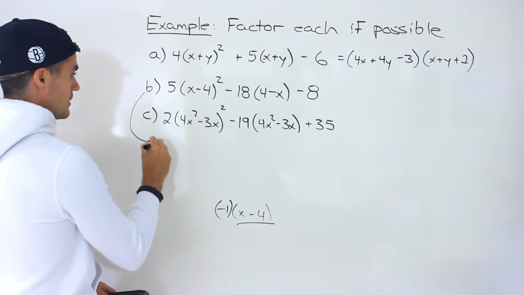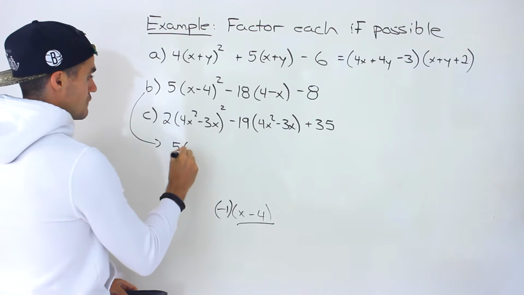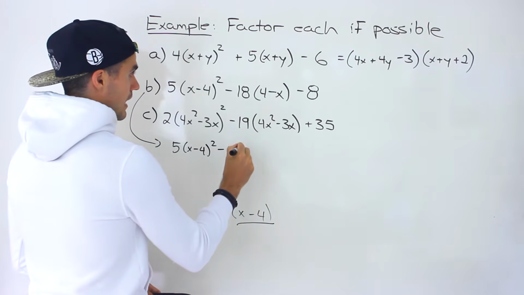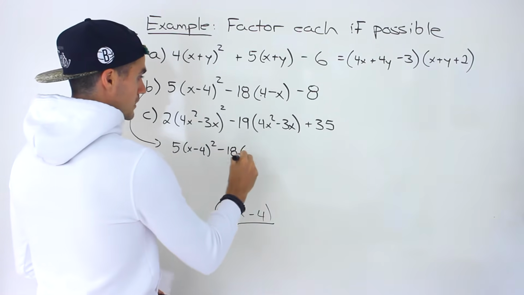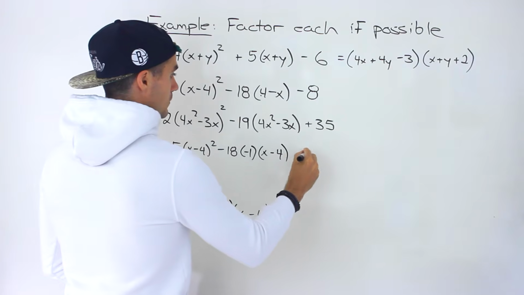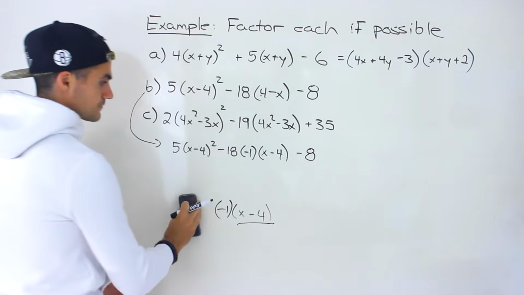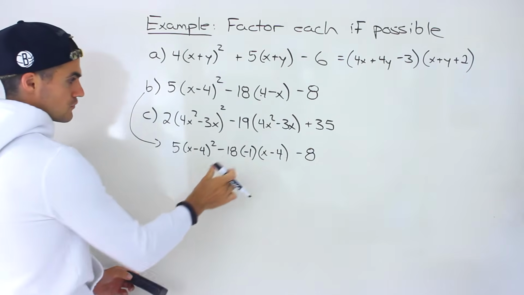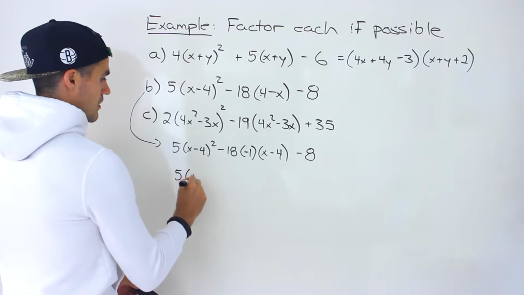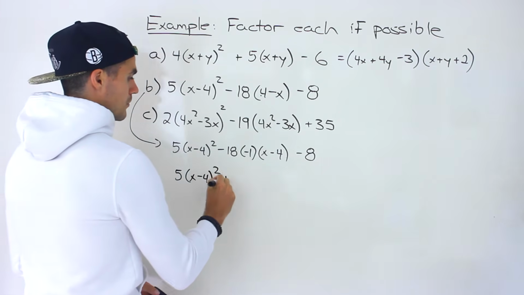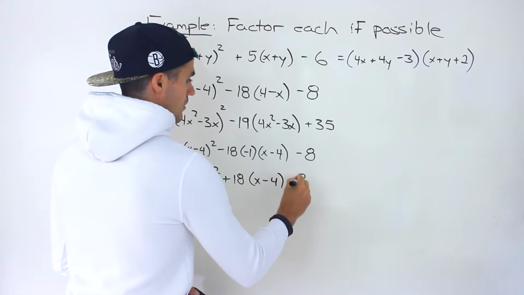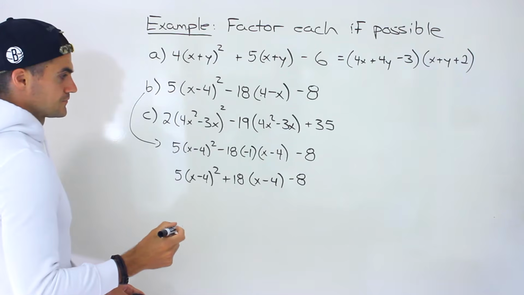So we would end up with 5x minus 4 squared minus 18. And then for this bracket, again, we're going to plug in these two brackets. We'll have negative 1, x minus 4, and then we got the minus 8 like that. Now, negative 18 times negative 1 would end up being positive 18. Then we got the x minus 4, minus 8 like that.